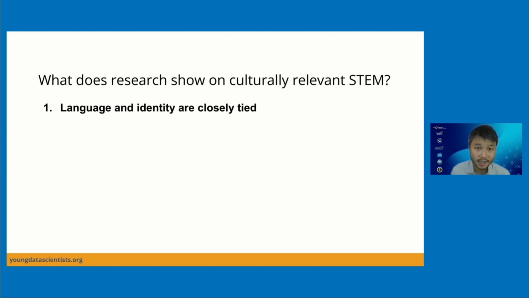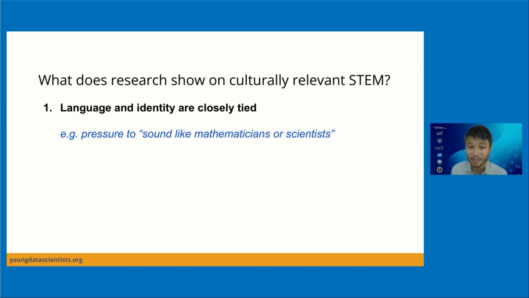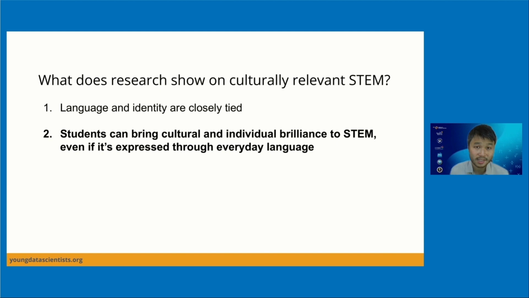One is understanding that language and identity are closely tied, and this doesn't just live in English language arts or social studies classrooms, but in fact in math and science as well. One particular example of this is that research has shown students, especially students from underserved backgrounds, feel more pressure to sound like mathematicians or scientists or adopt language that may not feel natural. For instance, in the math classroom, if someone were to say the word hypotenuse, students who come from different backgrounds may have different levels of comfort using such a term.